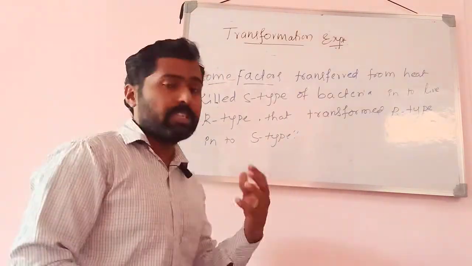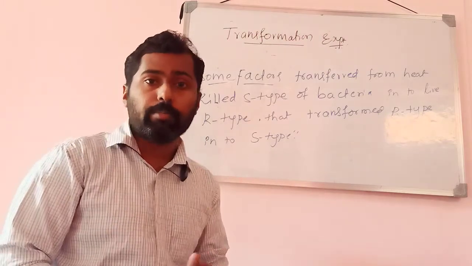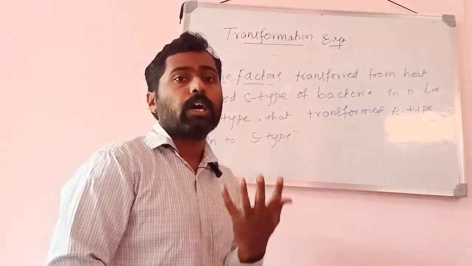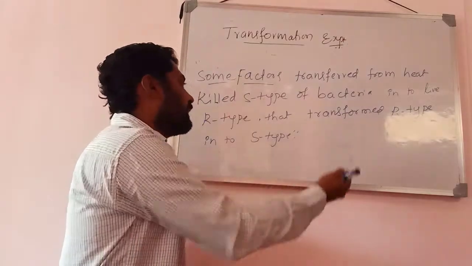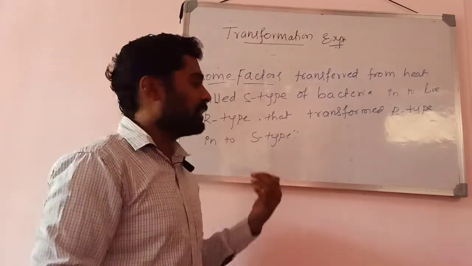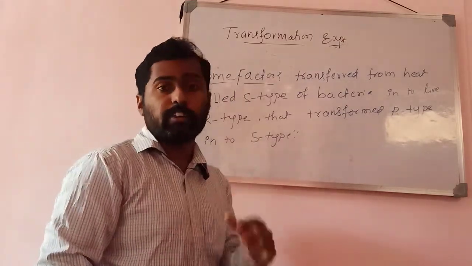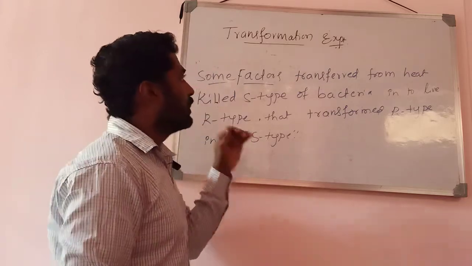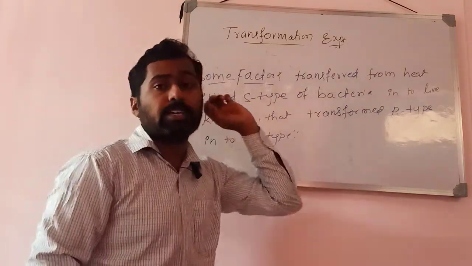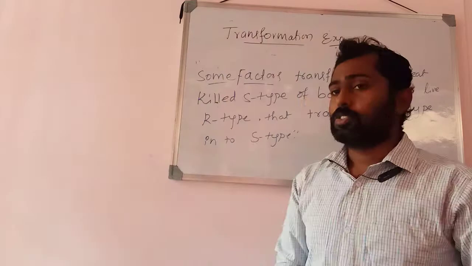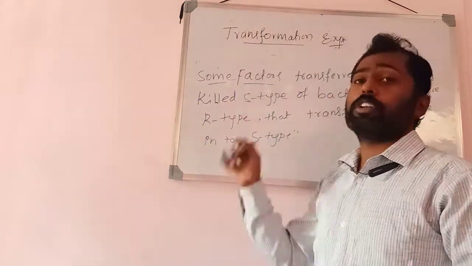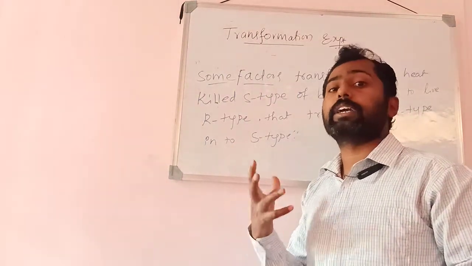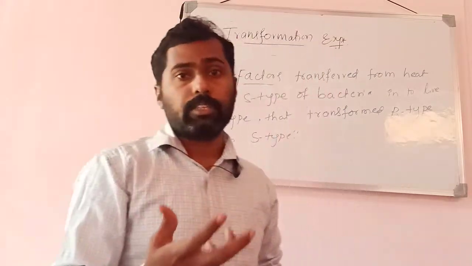So where R means rough type of bacteria, the avirulent or non-virulent bacteria, they get converted or transformed into the S type of bacteria, meaning the smooth strain of bacteria. For that he coined the mechanism and named it transformation. So that is the contribution of Frederick Griffith while searching for the genetic material, that is the DNA.